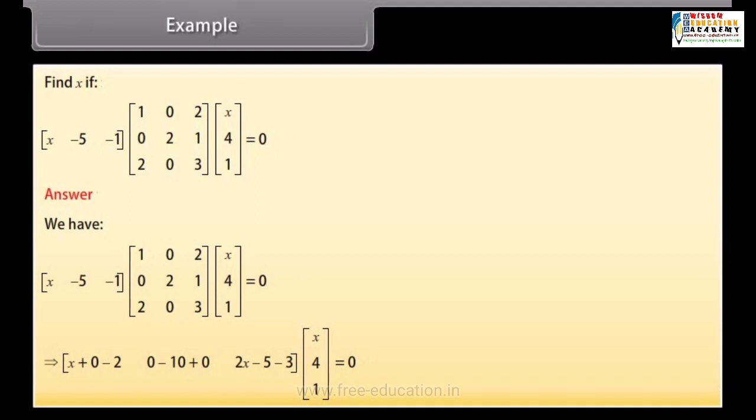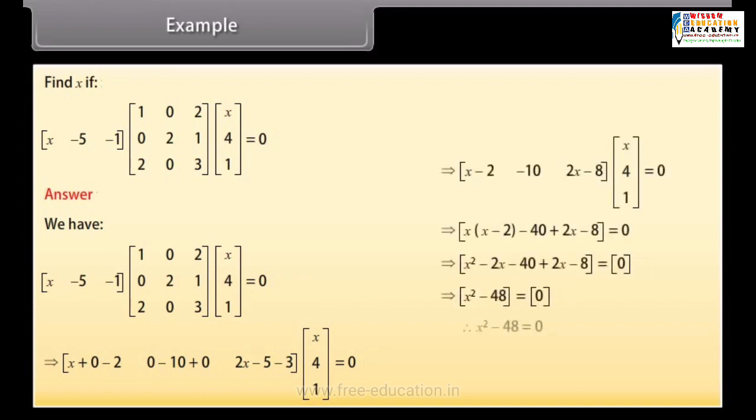It implies that matrix row-wise first row x plus 0 minus 2, 0 minus 10 plus 0, 2x minus 5 minus 3, multiplied by matrix row-wise first row x, second row 4, third row 1, is equal to 0. Solving this, we get x square minus 48 is equal to 0. It implies x square is equal to 48. It implies x is equal to plus minus 4 square root 3.